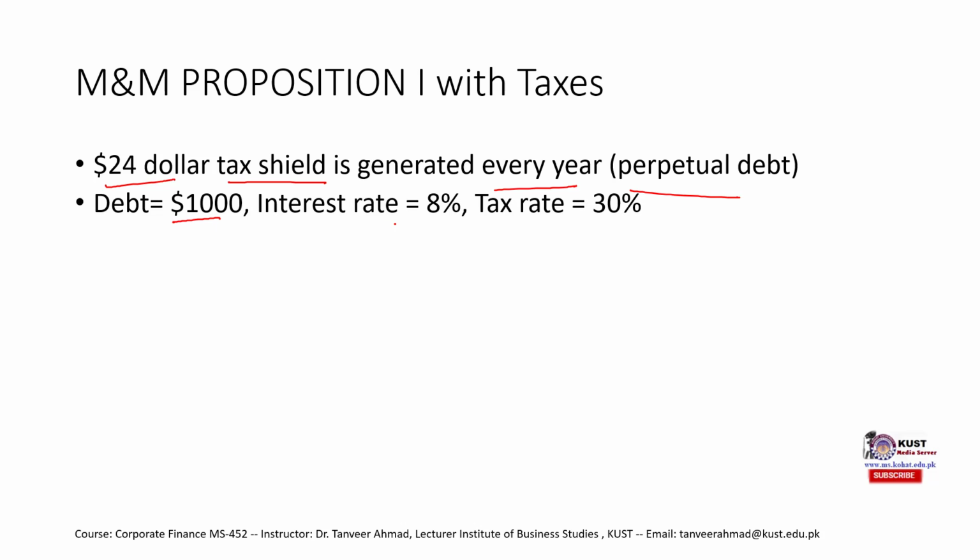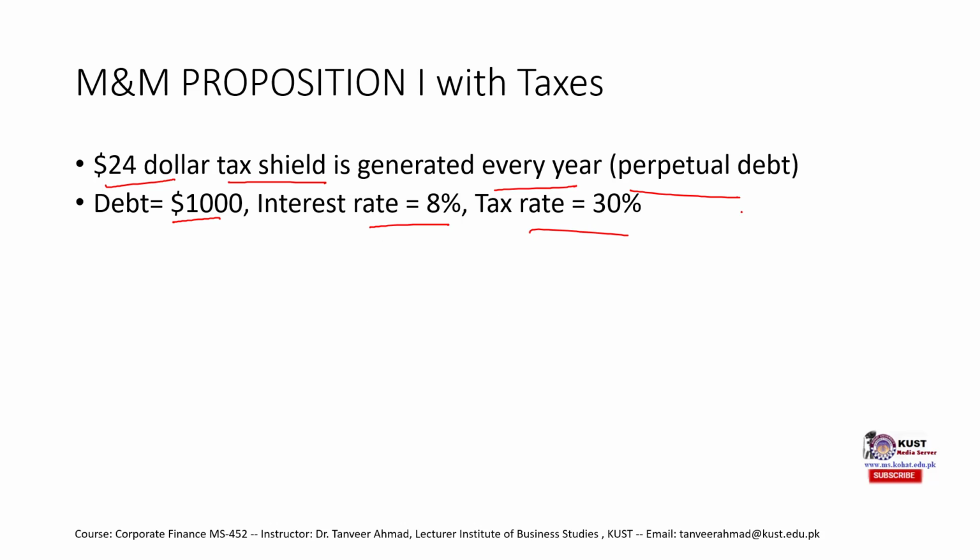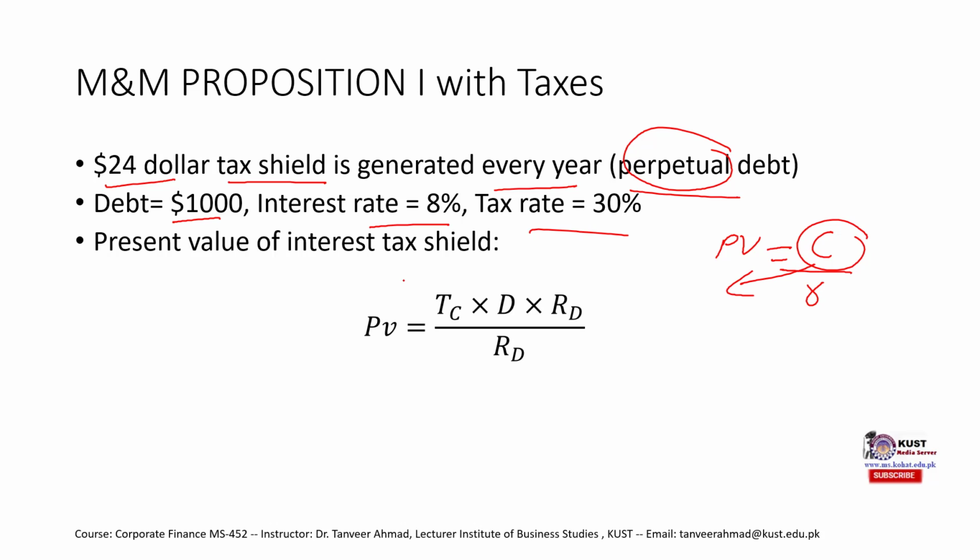So in the previous example, we had a debt of 1000, and the tax rate and the interest rate were given. So if we wanted to calculate the present value of this tax shield, we are saying that we would save $24 each year perpetually, right? So we have that forever. So how do we find the present value of a perpetuity? It was C by R, right? What was C? It was the cash flow. So in this case, the cash flow would be $24. So if we convert this equation, then this is the tax rate, which is 30%. D stands for debt, which is 1000, and RD stands for the interest rate, which is 0.08, right?